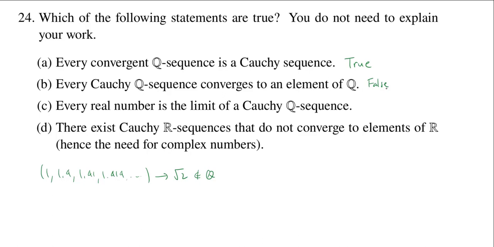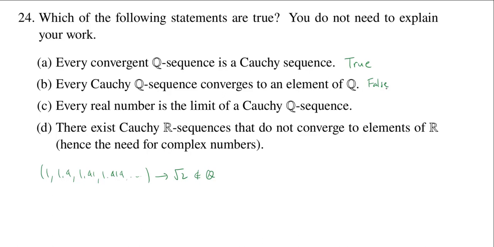All right, C: every real number is the limit of a Cauchy Q sequence. Yes, that's exactly what we did when we built the real numbers. The real numbers really were limits of Cauchy sequences. Well, okay, if we were being really technical, we'd say they're equivalence classes of Cauchy Q sequences.